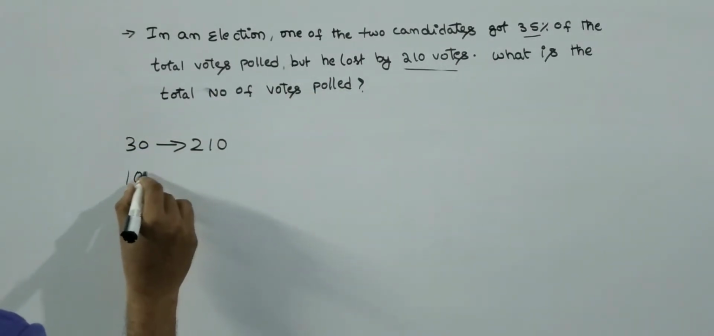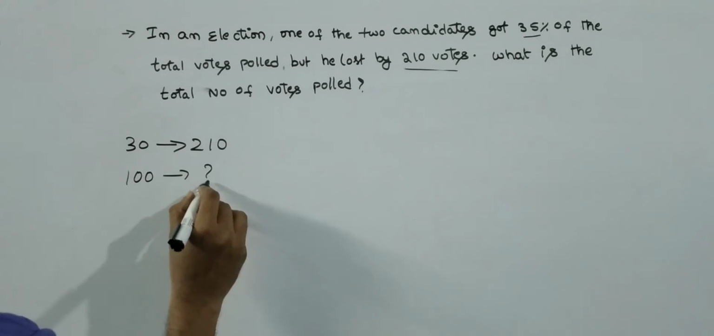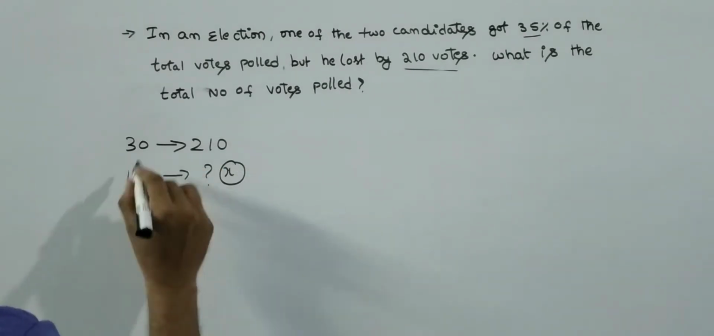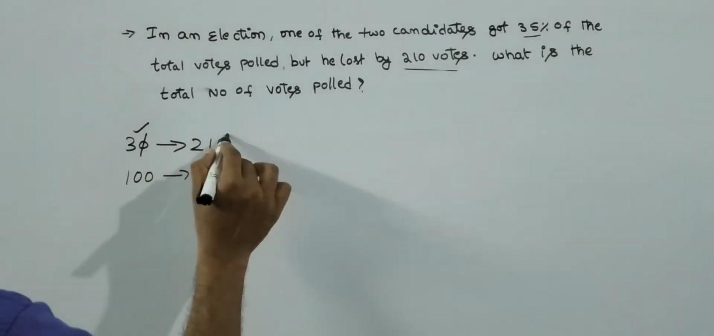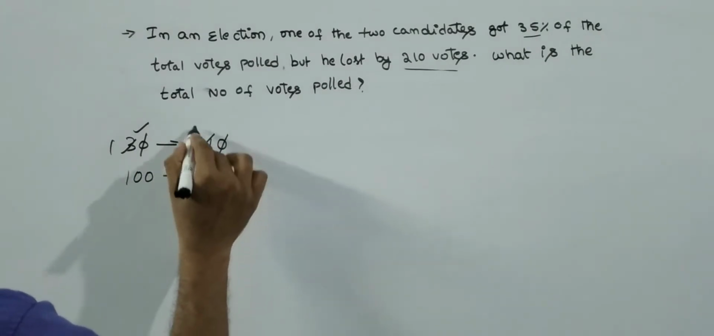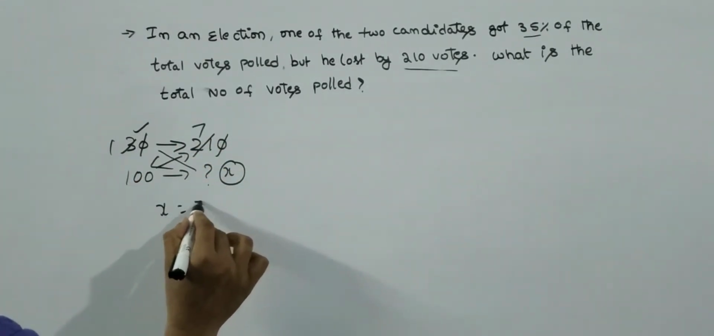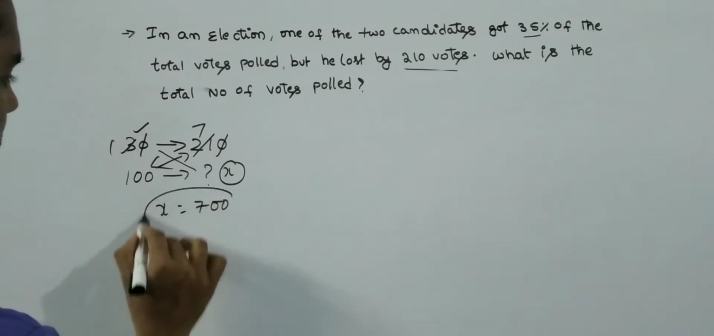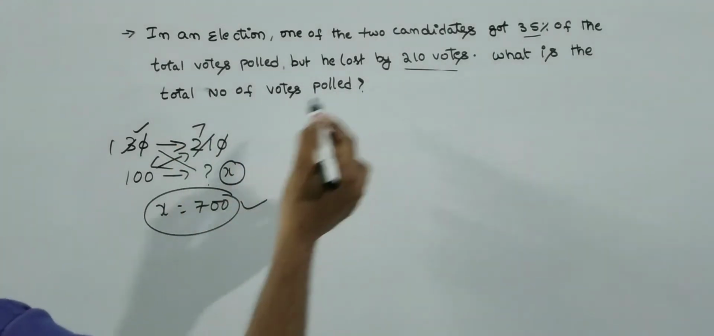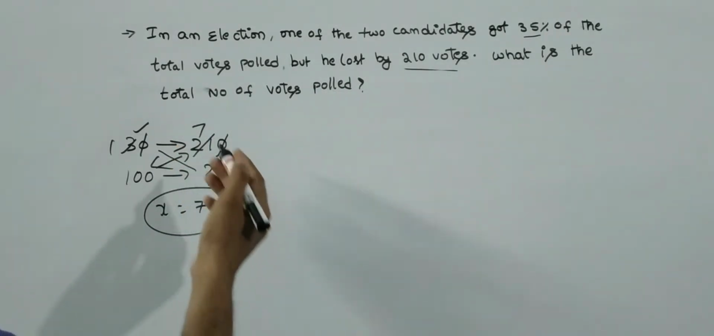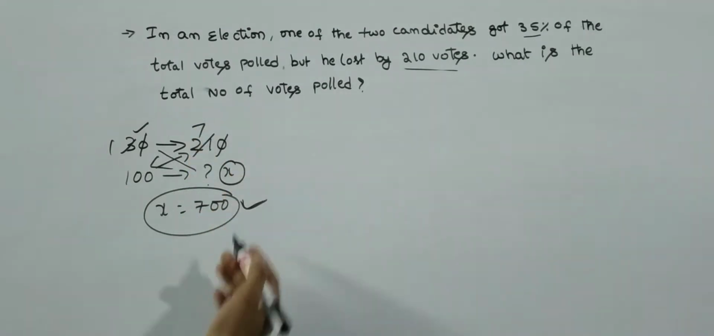That means 100%. 100% is how much? So it is x. Cancel the zeros, 3 ones are 3, 3 sevens are 21. So go for cross multiplication. So x equals 700. See friends, total number of the votes polled is 700. How much time has it taken? Just a few seconds.